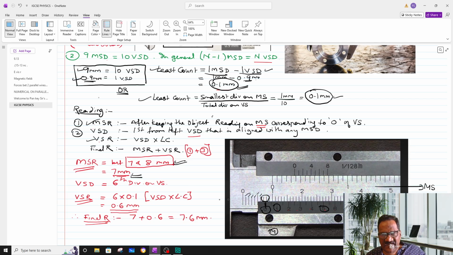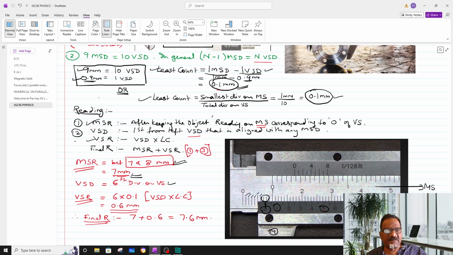So starting from the 0 division, then first, then second, third, and fourth, you have to go from left to right and check which is the first division that aligns with the main scale division. In this case, it is the 6th division. After the 6th division, 7, 8, 9, and 10, you need not check whether they are aligning or not. You just check which is the first division that gets aligned. I saw that 1, 2, 3, 4, and 5 were not aligned, but the 6th got aligned. So 6th is the vernier scale division.